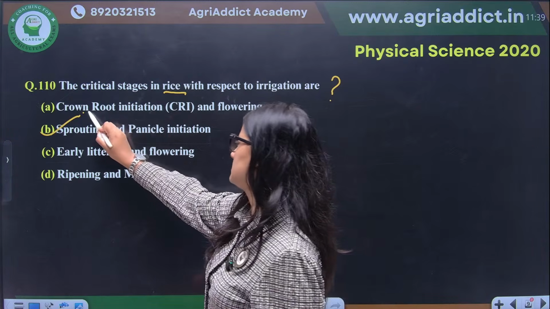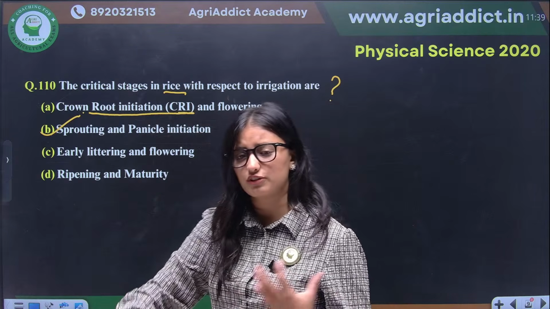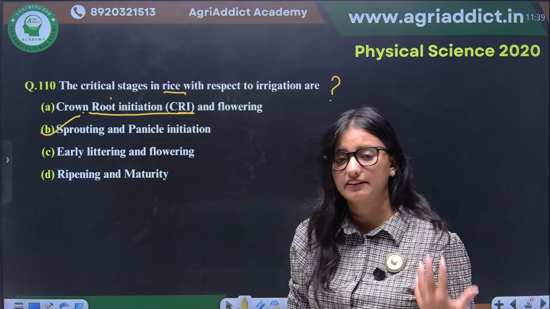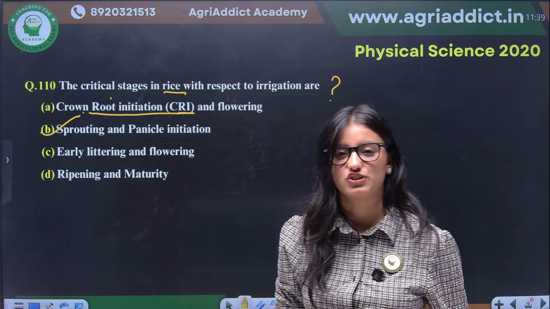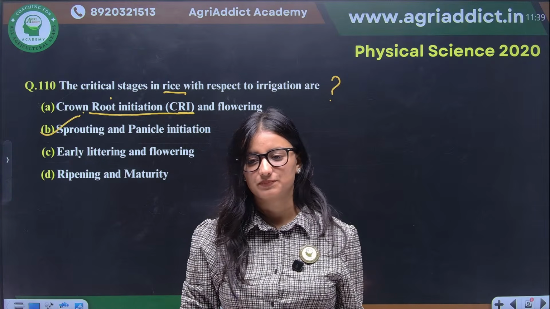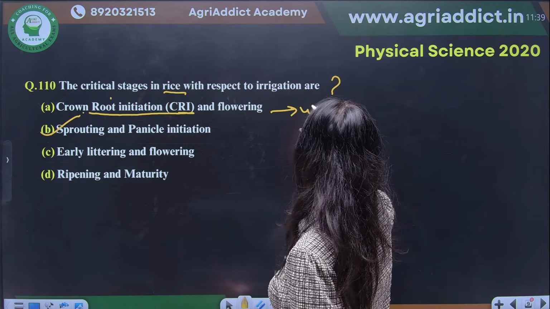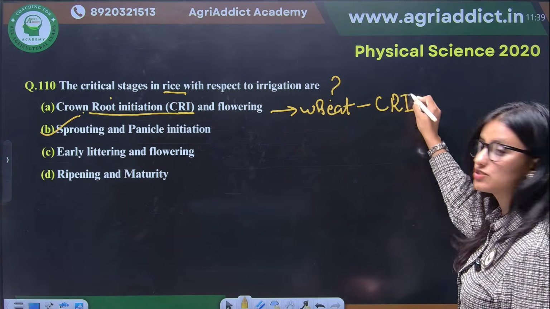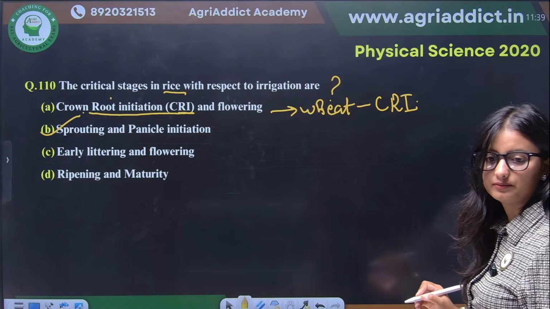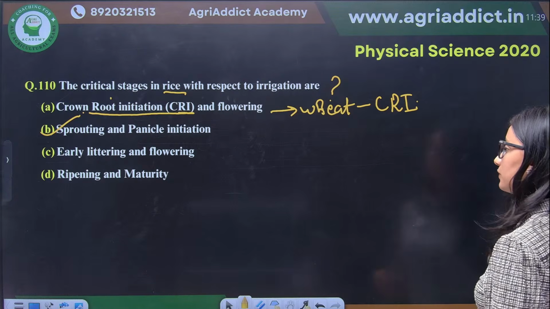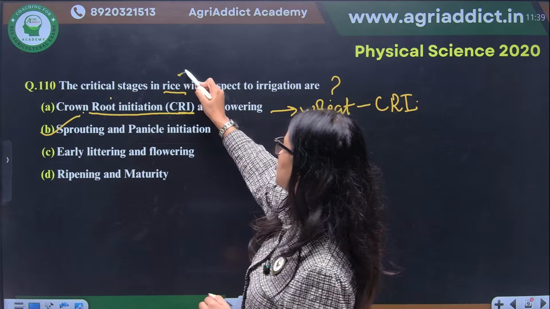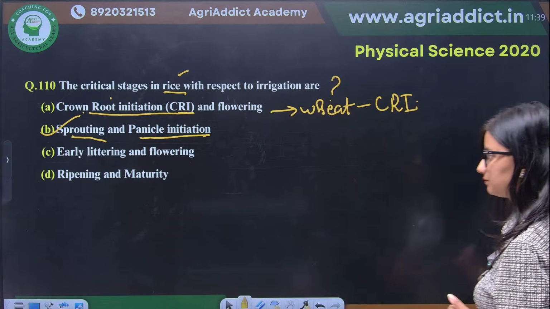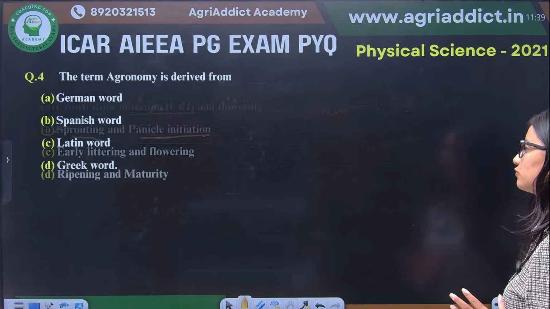And what about this? CRI is the critical stage of which crop for irrigation? Wheat. Very good. This is for wheat. CRI stage is for wheat. Yes, wheat is the correct answer. So here the rice critical stage is panicle initiation and sprouting. Okay, so let's move to the next one.